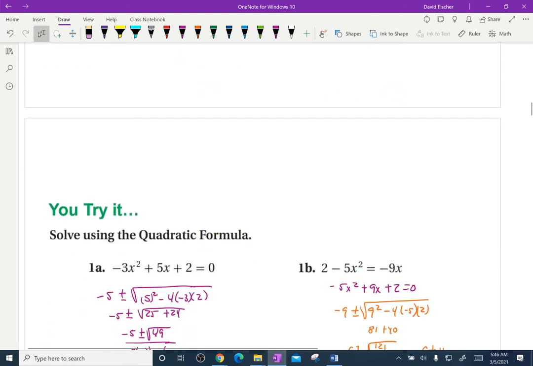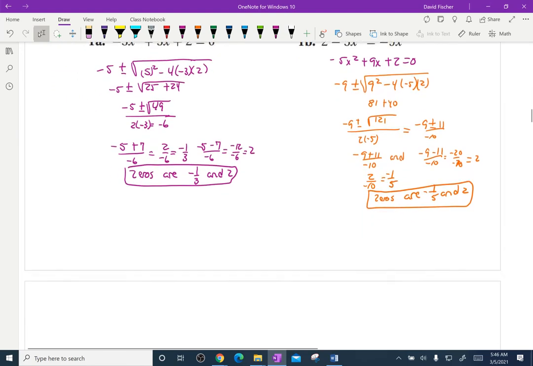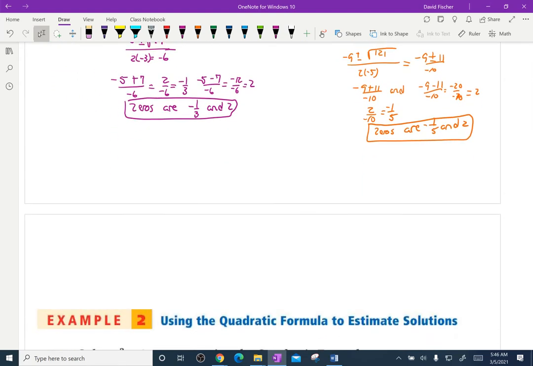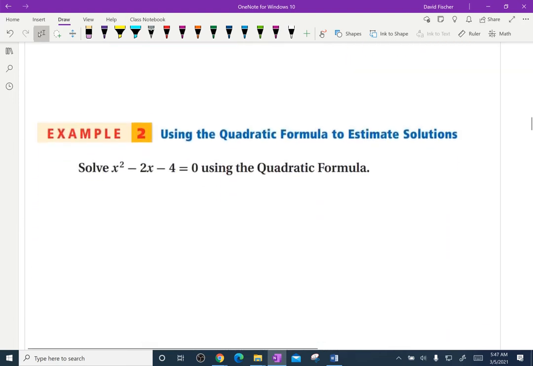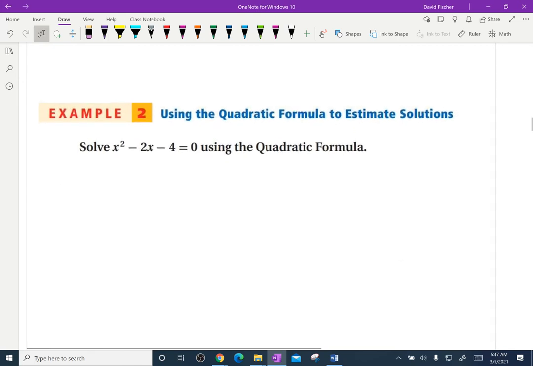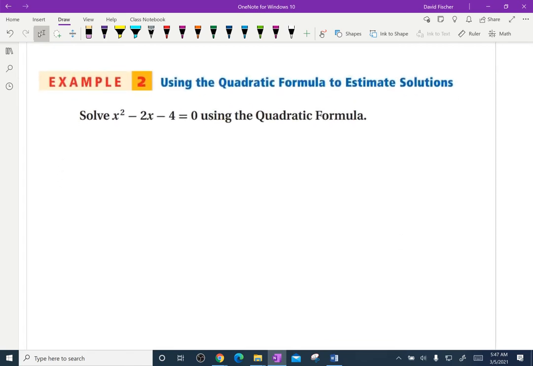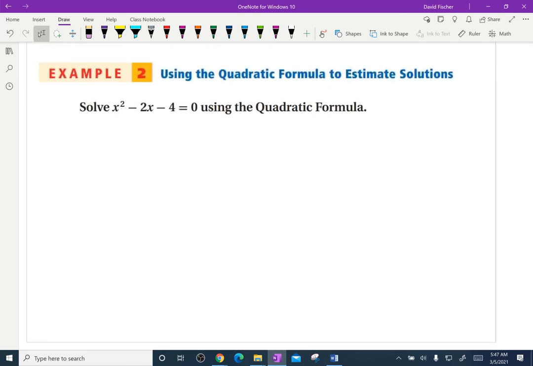All right, let's see how you did. On my end, I got a -1/3 and a +2. And on the other one, I got a -1/5 and 2. Okay. Now, a lot of times they're not nice whole numbers like that. So we want to do an estimate kind of deal, because we're going to do some rounding, like we did yesterday when we said just round it to the hundredths place.